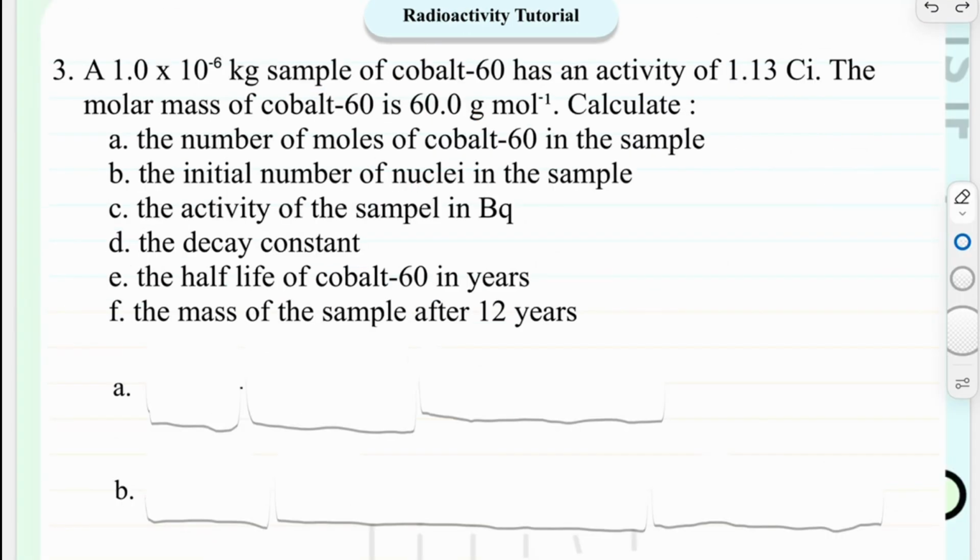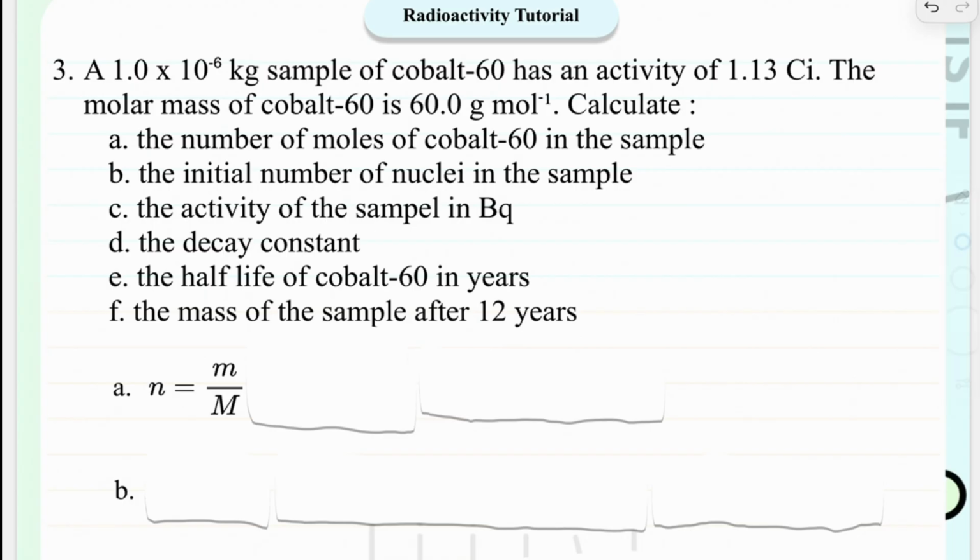Let's continue with question number 3. A 1 times 10 to the power of negative 6 kilograms sample of cobalt-60 has an activity of 1.13 curie. The molar mass of the cobalt-60 is 60 grams per mole, and we have to calculate the number of moles of the cobalt-60 in the sample. So the number of moles can be represented by the letter small n. We're going to use n equals m, the mass of the sample, divided by the molar mass.